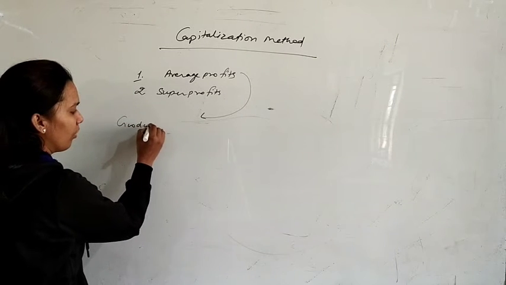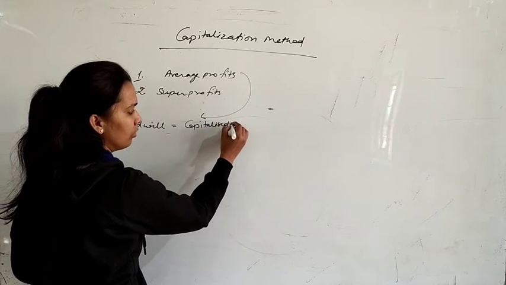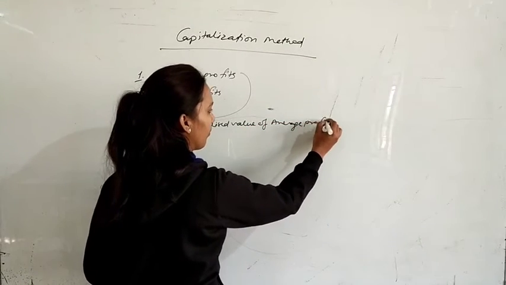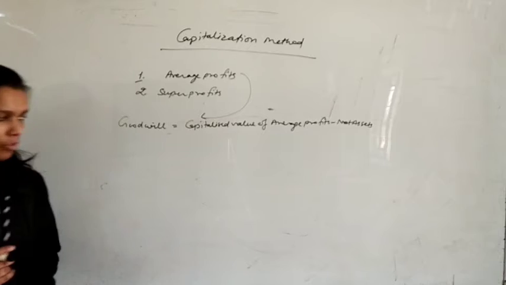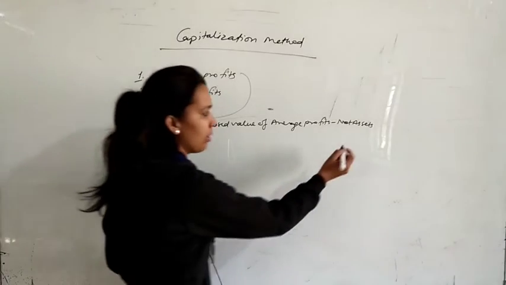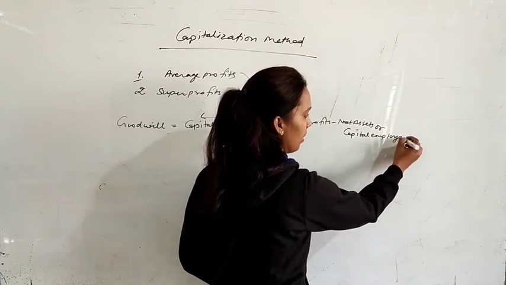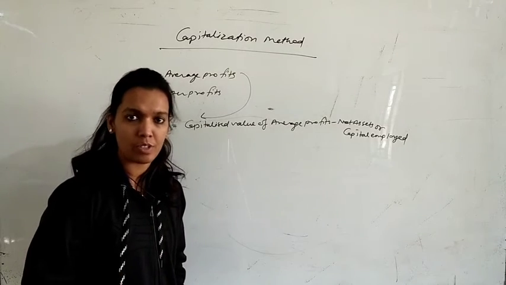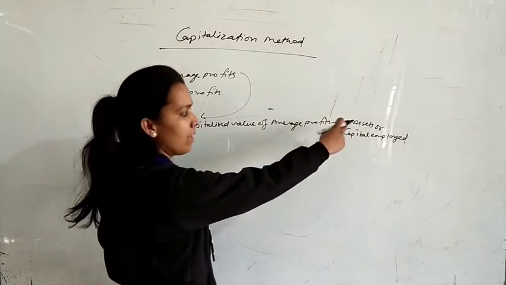So in this, goodwill equals capitalized value of average profits minus net assets. This will be the main formula first: goodwill equals capitalized value of average profits minus net assets. Net assets you can term as capital employed also. Net assets and capital employed will both be the same here, that is assets minus liabilities, or the total of partners' capital account, general reserve, and profit and loss credit balance. So the first formula that we will put for goodwill is capitalized value of average profit minus net assets.